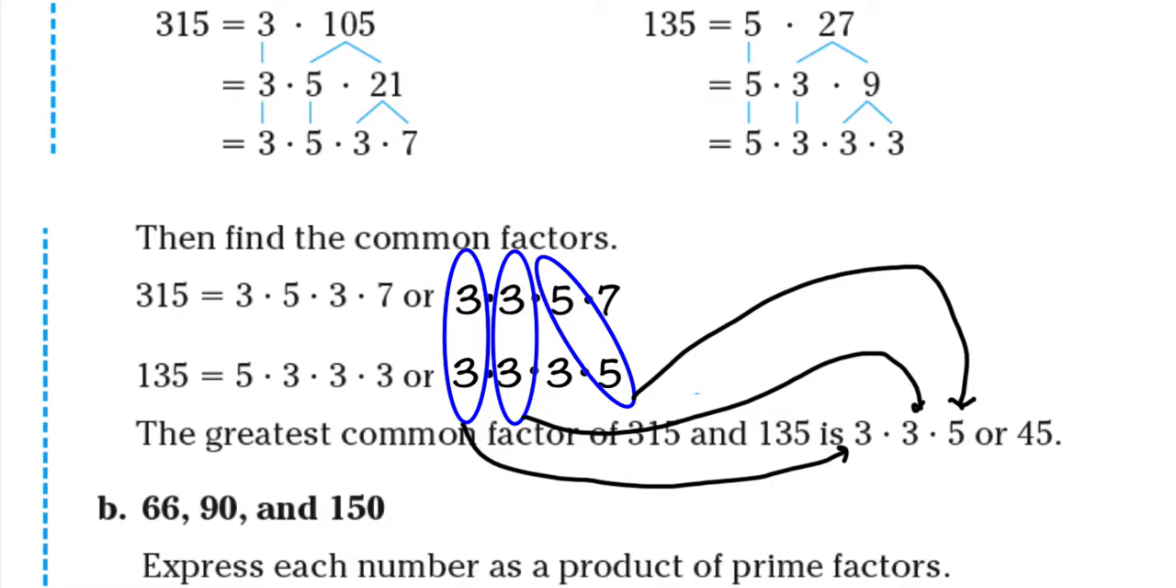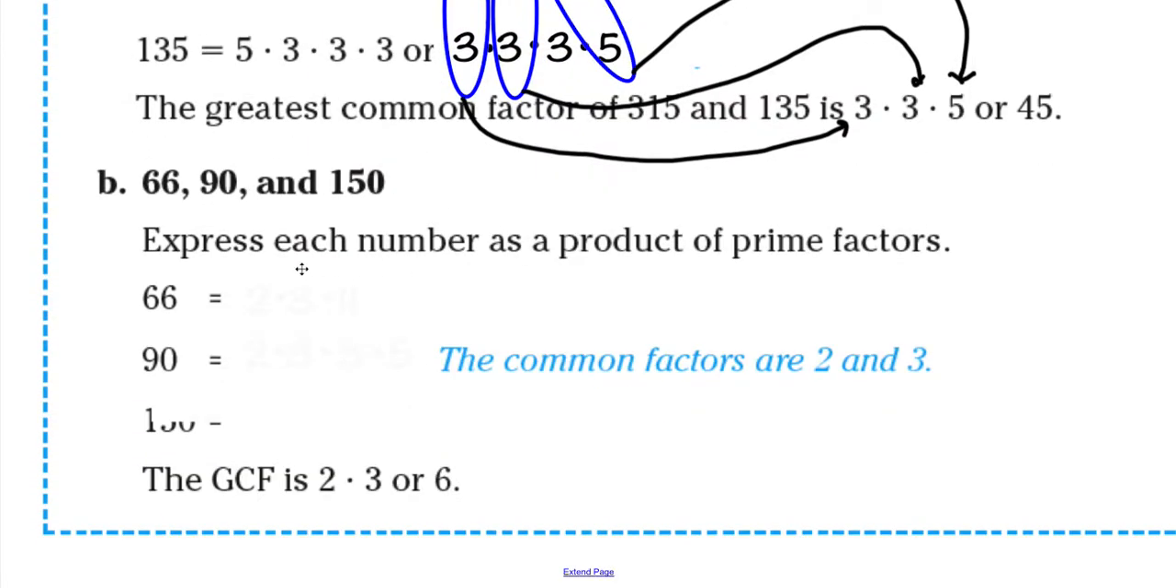Okay, let's take a look at example B. We want to find the GCF again of 3 numbers this time: 66, 90, and 150. Let's express each number as a product of prime factors. So let's do the prime factorization of 66.